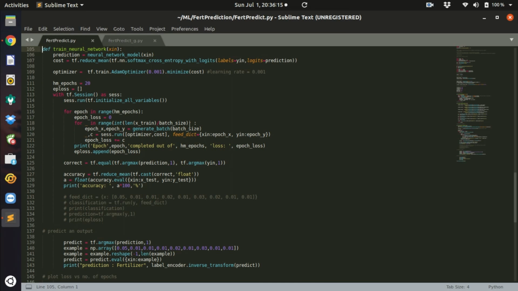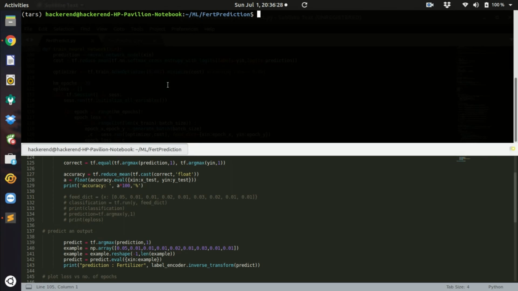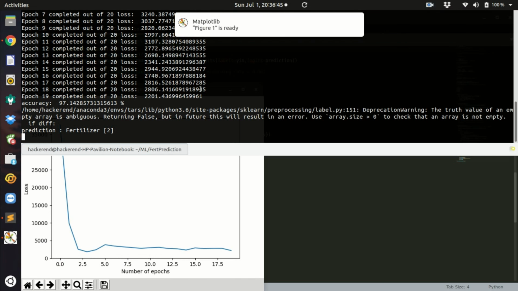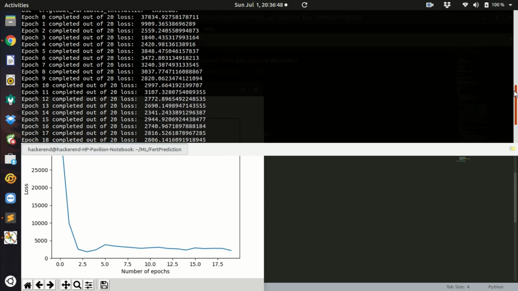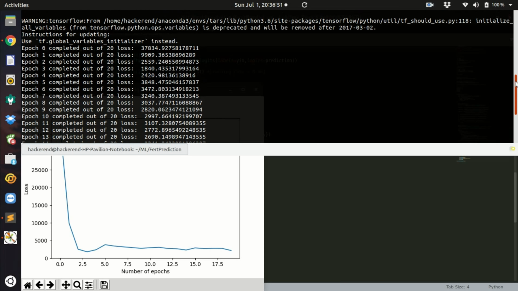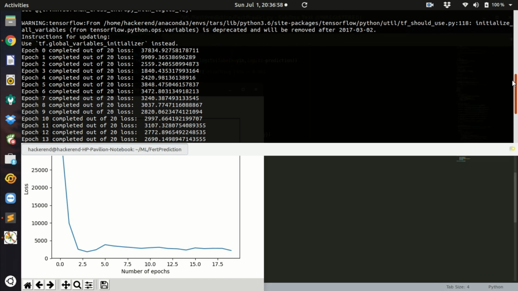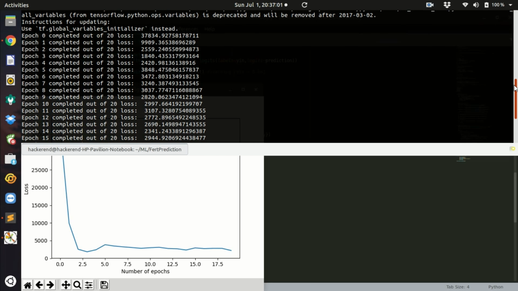Now, as we have completed the coding part, we have seen the defined functions for training a neural network and modeling a neural network. Now let's see how the code works. Here we can see the code is running for 20 epochs, as we have set the number of epochs to 20. Here we can see the loss is gradually decreasing as the number of epochs is increasing.